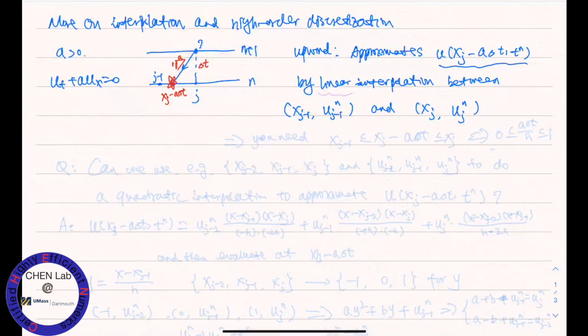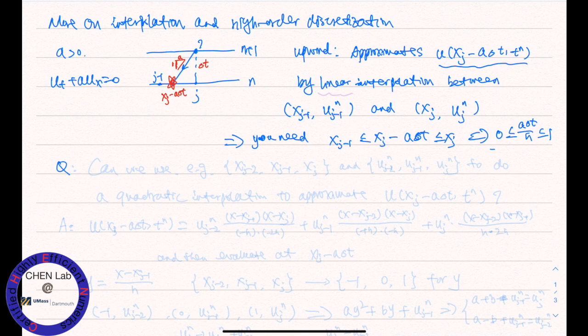And also we derived the stability condition, which is, loosely speaking, you need xj minus a delta t to be between xj minus 1 and xj. So the condition for delta t is that a delta t over h is less than 1. That's for the case a is positive.